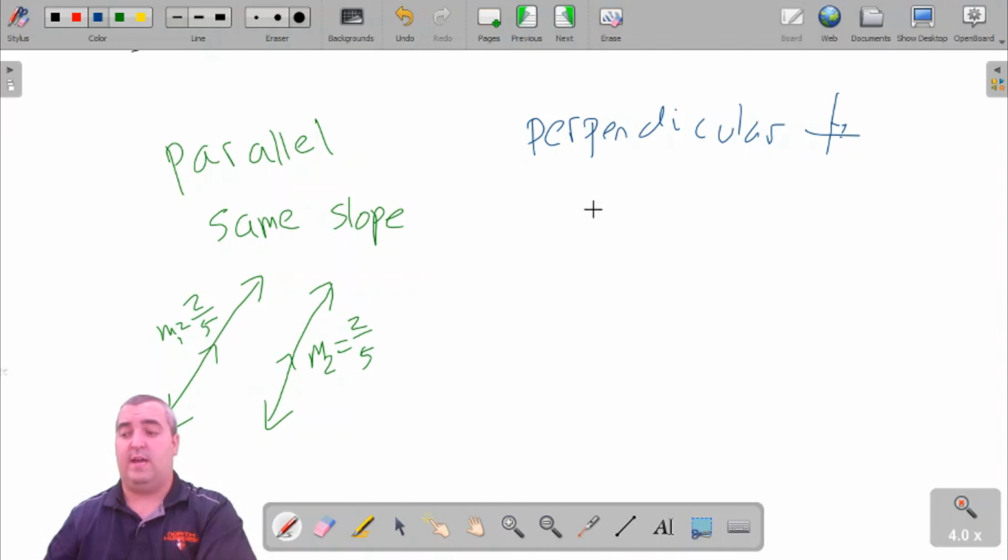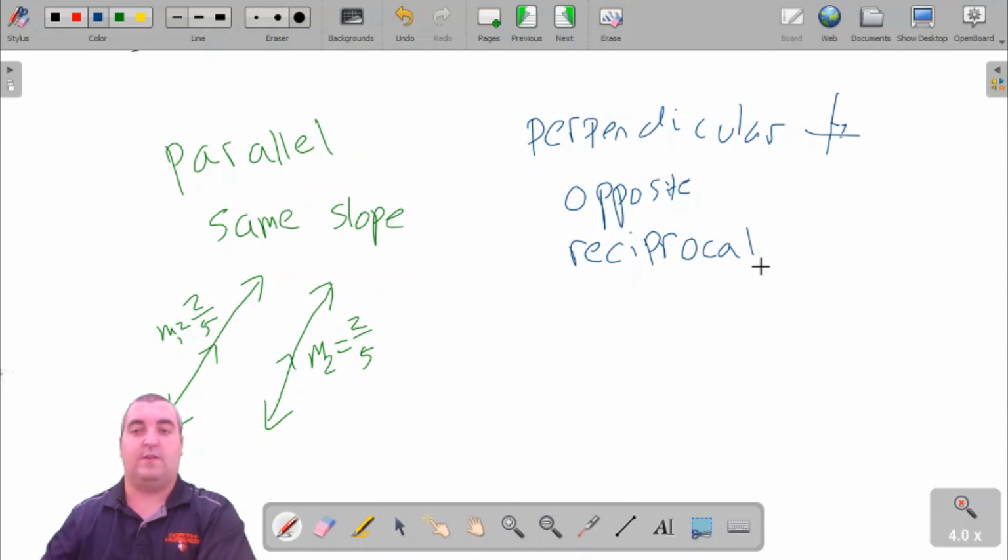This is where we're going to have opposite, meaning if it was positive, it becomes negative. If it was negative, the other one has positive slope. Opposite reciprocal. Reciprocal. I can't spell very well, so I have to look at my notes when I do that one. So opposite reciprocal.